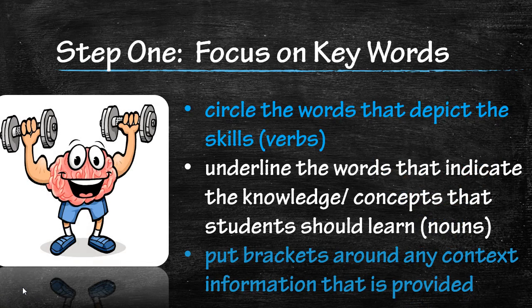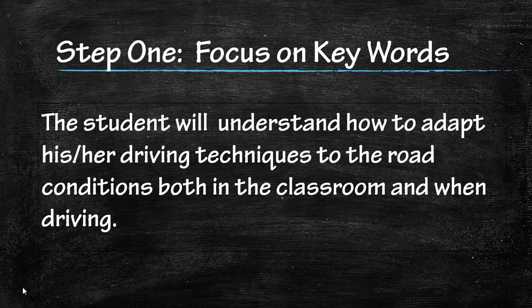By focusing on keywords, there are a few steps to really make sure we're digging into the power standard to make sure we're clear on what it means. You would circle the words that depict skills, underline words that indicate knowledge or concepts that kids have to learn, and put brackets around any context information that is contained within the power standard. So we're going to return to our example power standard, and we're going to show how this works.